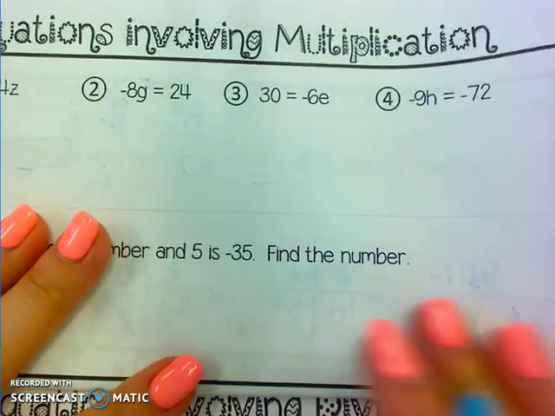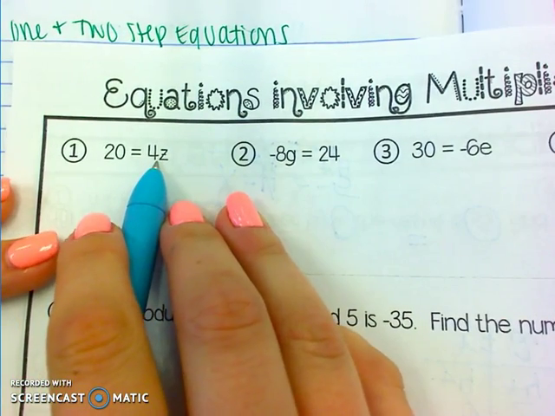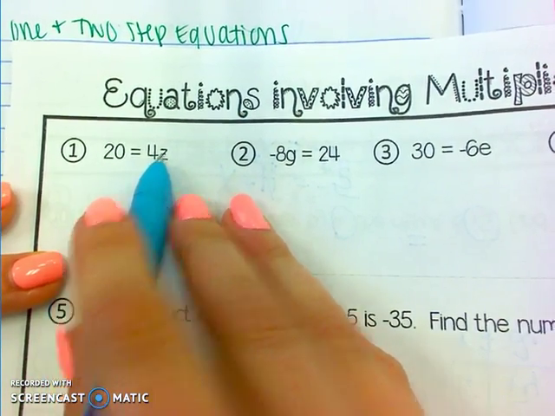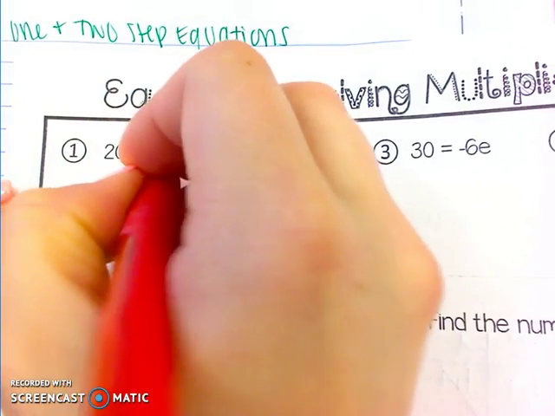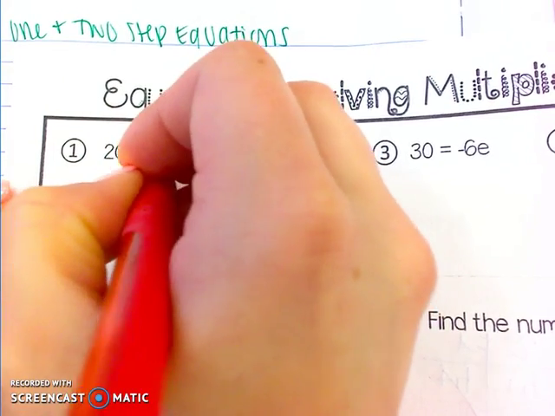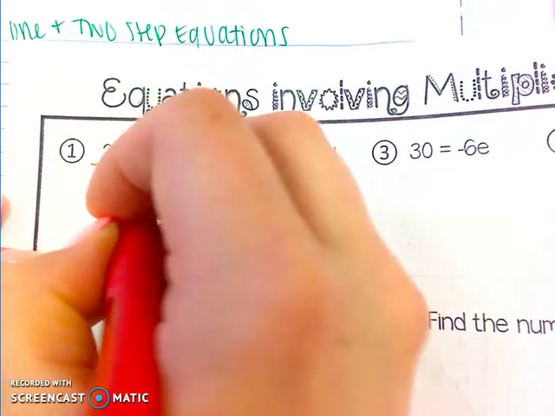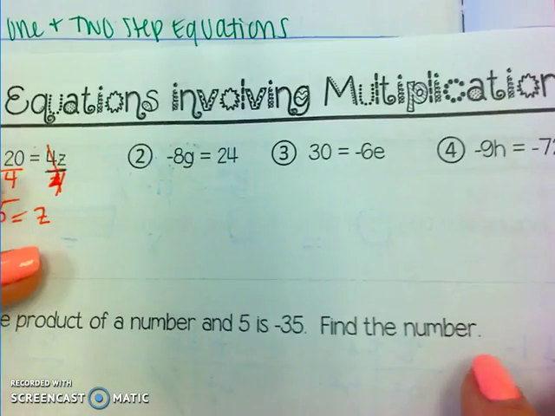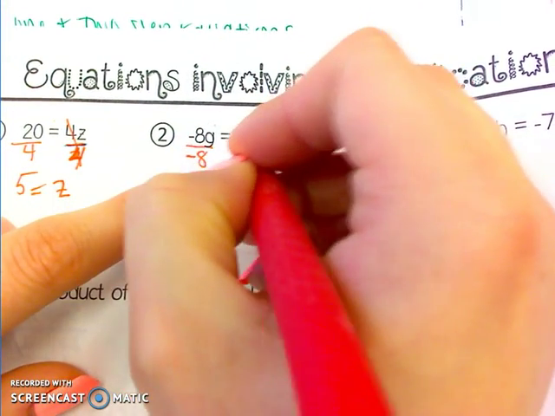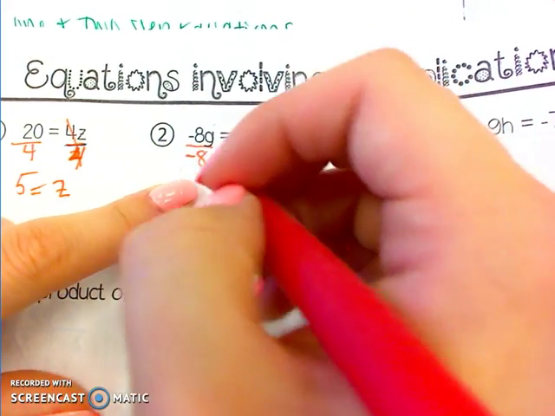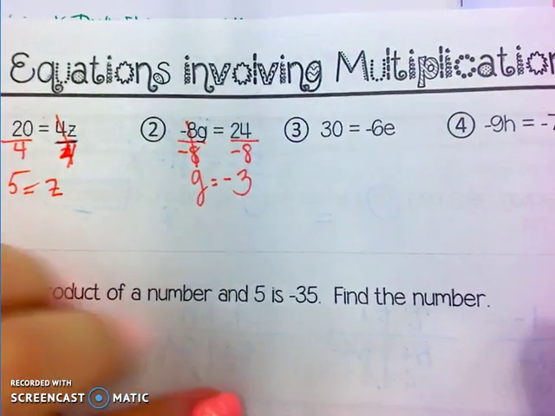One step involving multiplication or division. Again, what operation's happening if they're sitting side by side? That's multiplication. So the inverse means to divide. Divide by 4. I'm trying to get rid of the coefficient. 20 divided by 4 is 5. 5 equals z. Okay, dividing by negative 8, not just 8. I've got to get rid of the negative also. Okay, I'm left with G equals -3.